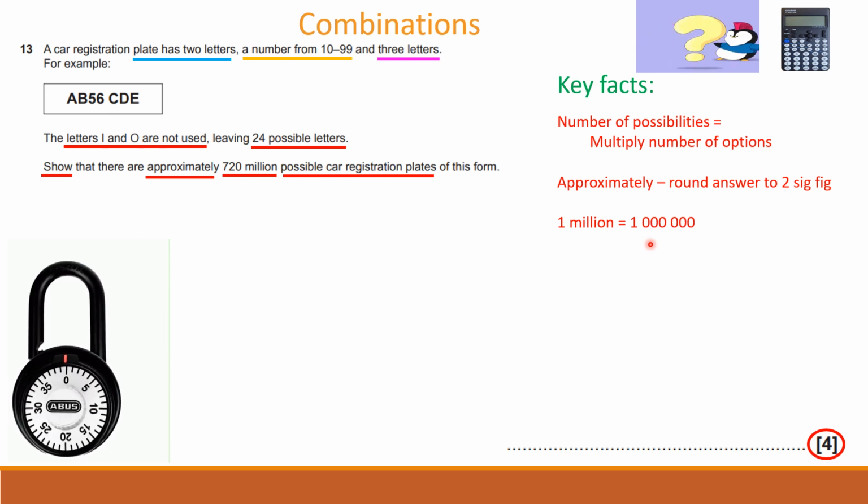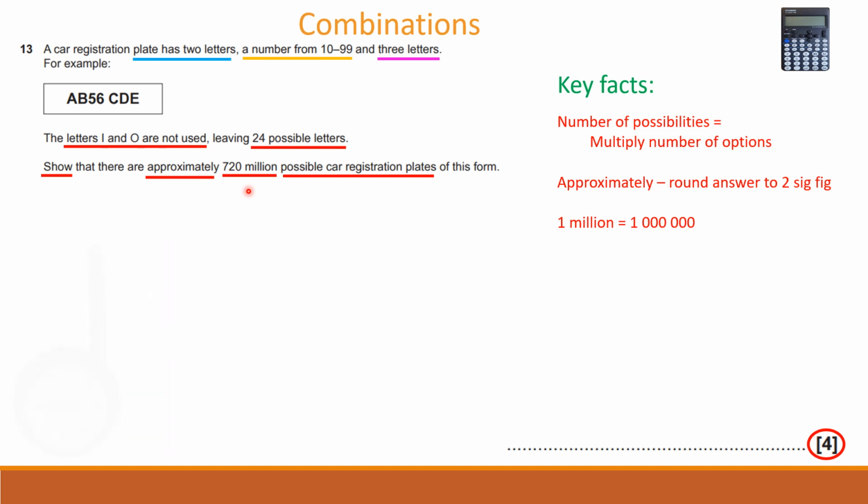Well done, guys. Hopefully you've managed to get an answer and you have worked out that there are 720 million possible car registration plates. So that's what you're trying to do, show that there are 720 million possible outcomes. So to start with, we're going to look at the letters. So the first two letters, I've got the letter A and I've got the letter B. You're told in the question there are 24 possible letters.